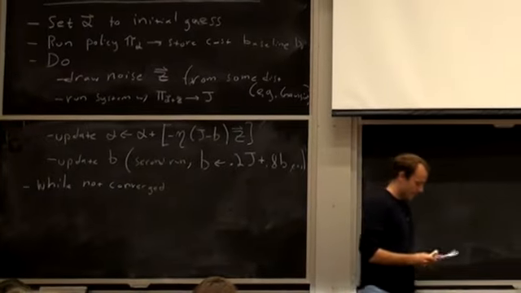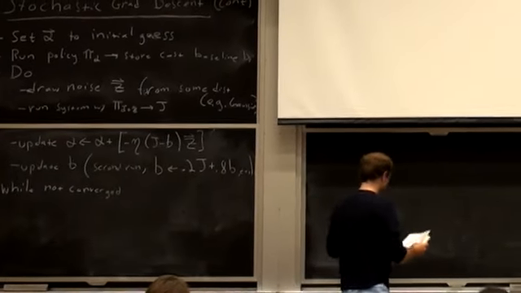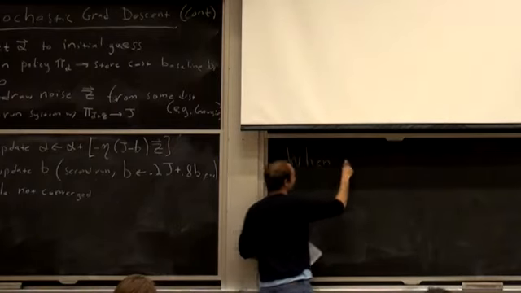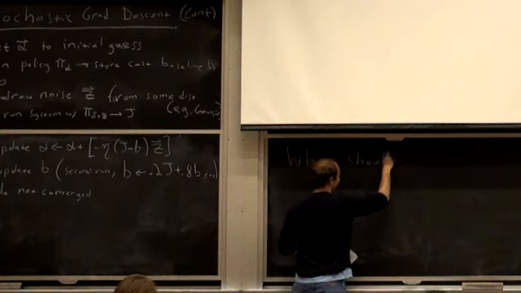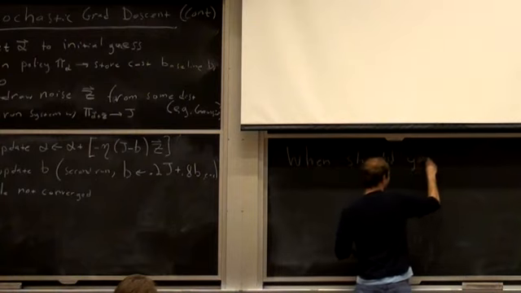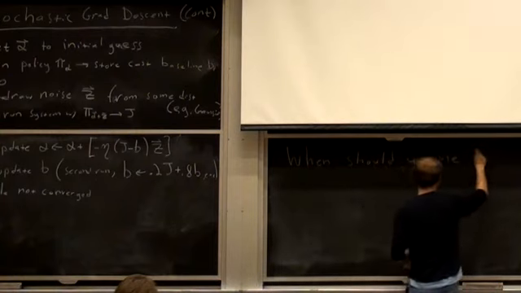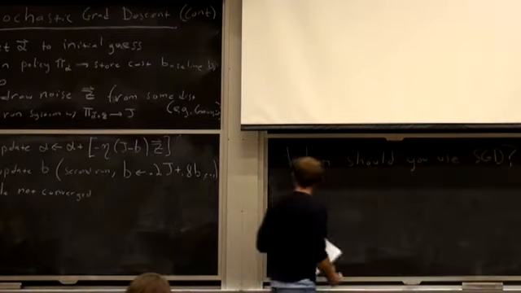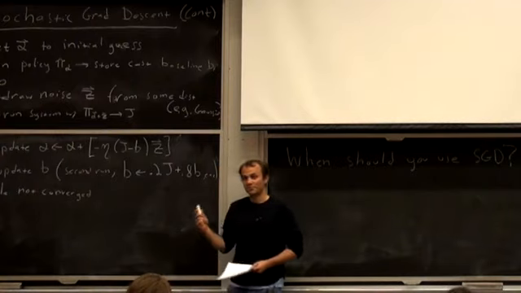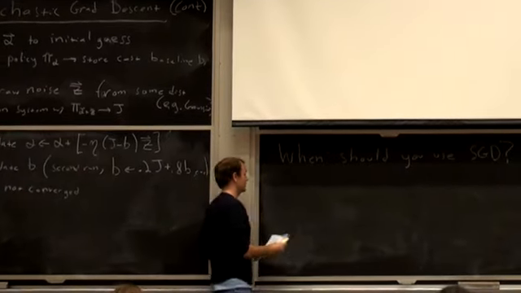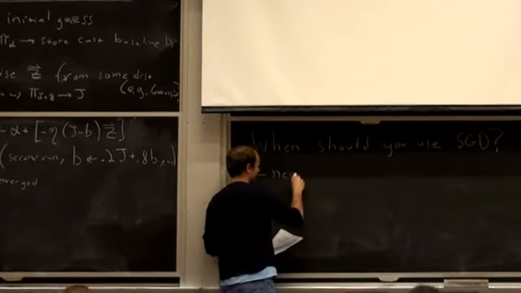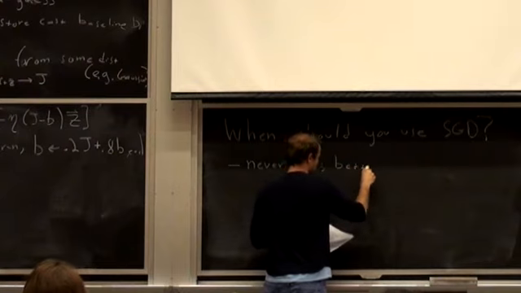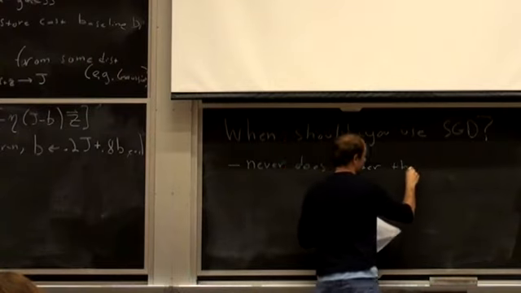So, all right, when should you use this? We'll just say stochastic gradient descent. Well, it's important to remember, one, that it never does better than true gradient descent.